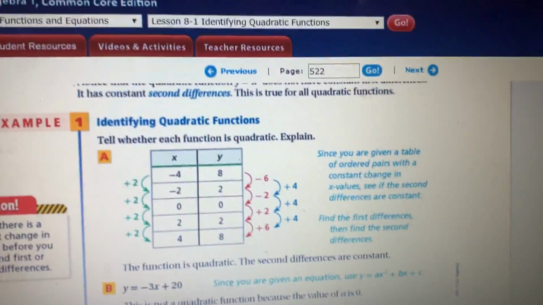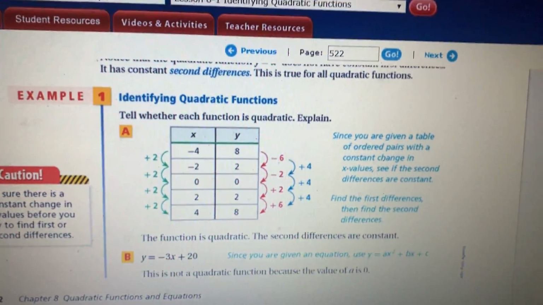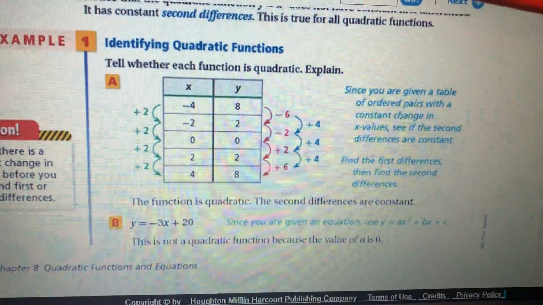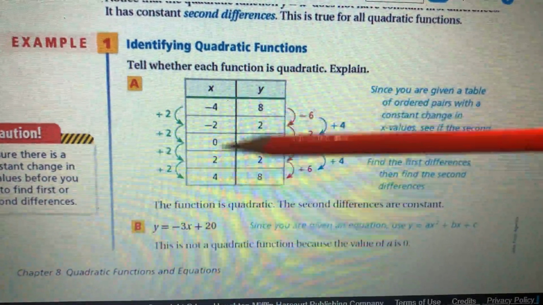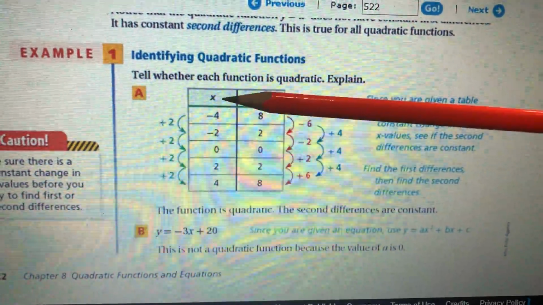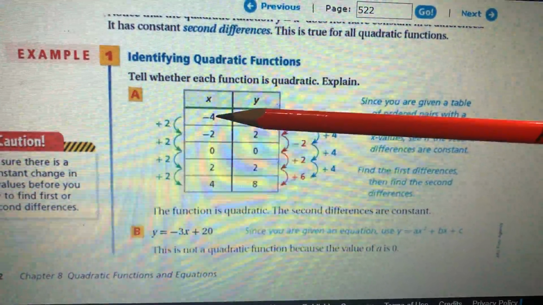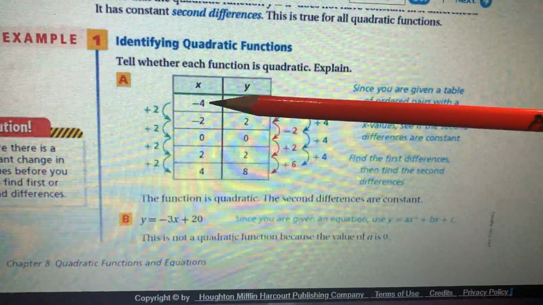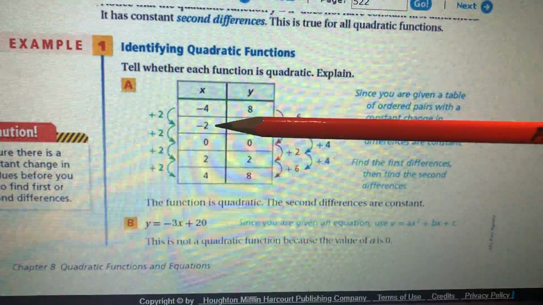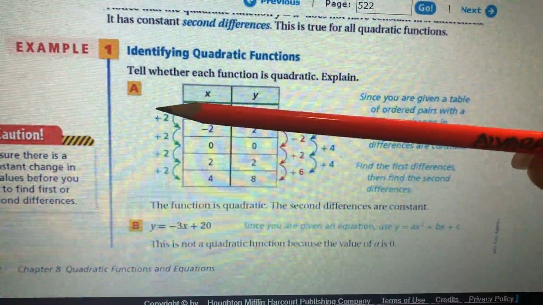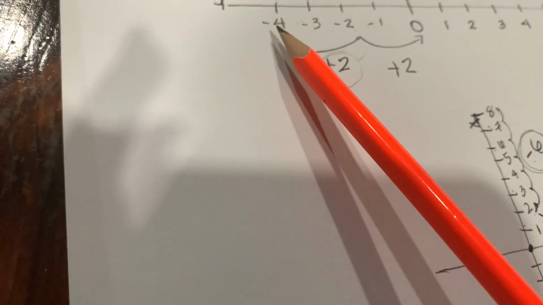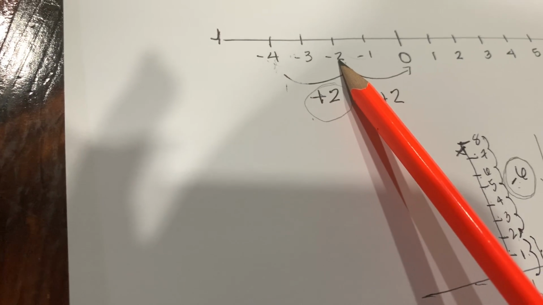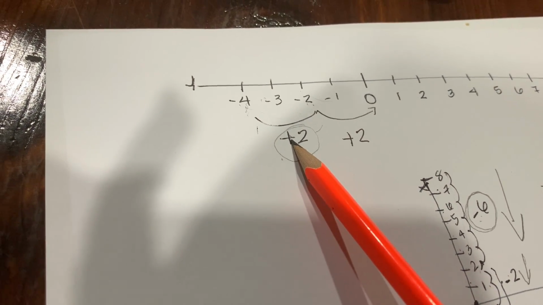Okay? You have to work it with what we call differences. So for example, in the values for x, if you were standing on the number line on -4 and you move all the way to -2, that means you would be moving 2 spaces to the right. I have my number line in here to show you this. From -4 to -2, you move 2 spaces.